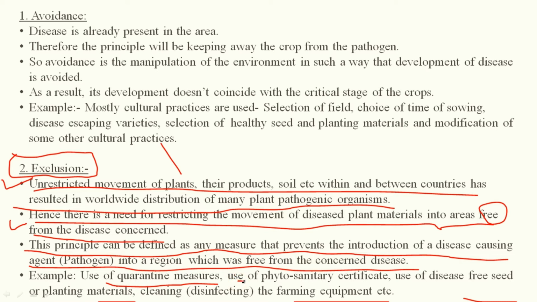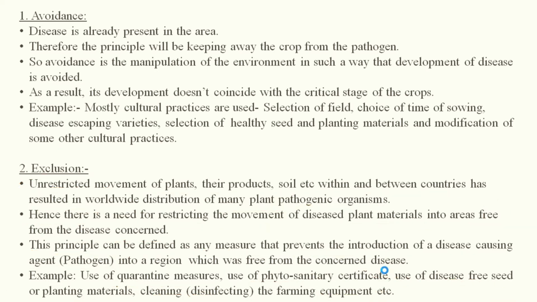We can take those things. Quarantine stations are there. Use of phytosanitary certificate. Suppose Odisha is sending something to Telangana. Then Odisha officials who are concerned with that particular material will produce a certificate that this planting material or this specific object is free from any kind of disease or pest. That one is what? Phytosanitary certificate. Use of disease free seed or planting material or cleaning equipments, all other things come under this exclusion principle strategies.